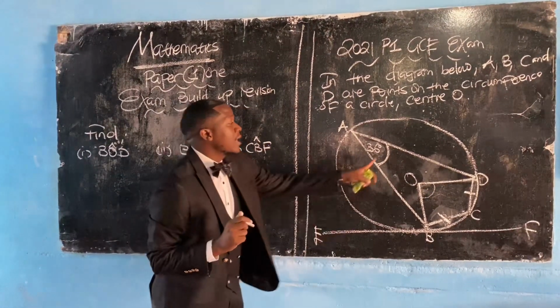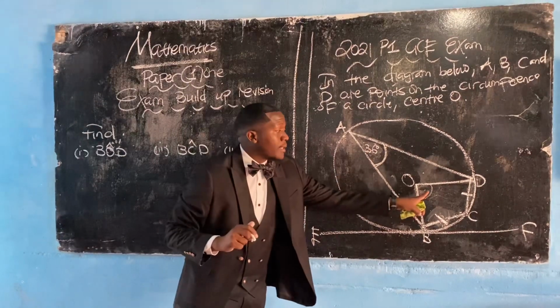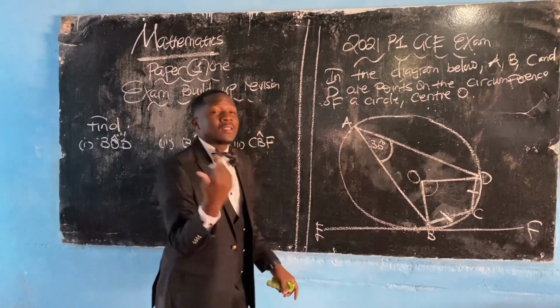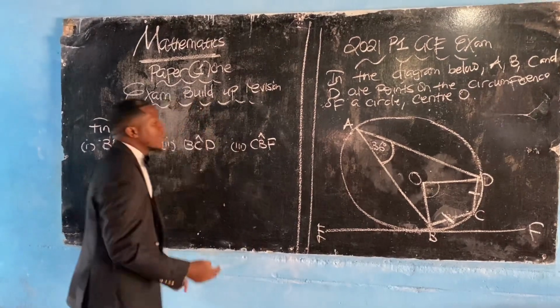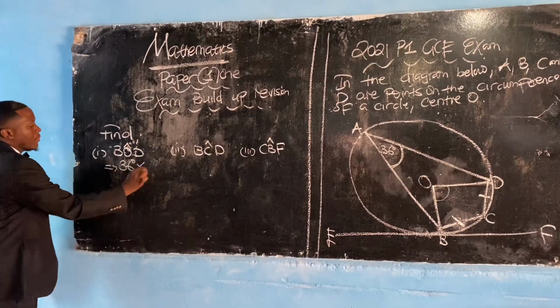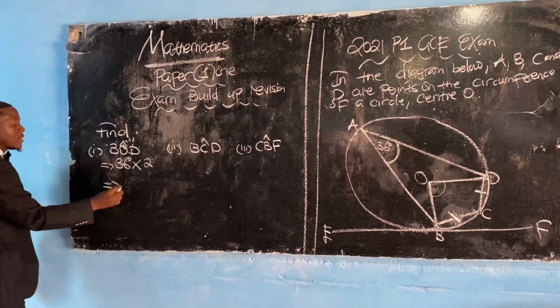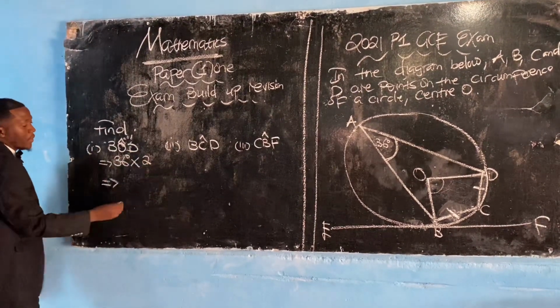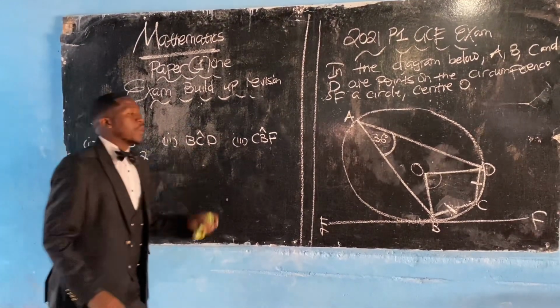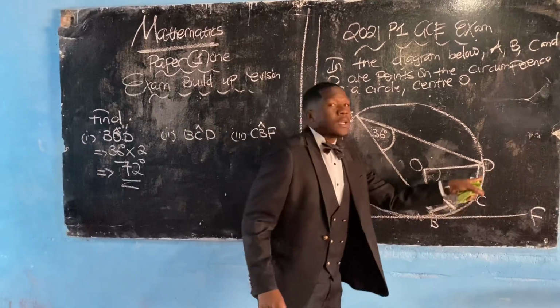And by that I mean 36 multiplied by 2 is the angle at the center, or 36 degrees plus another 36 degrees consecutively. So here we're going to say the angle is 36 degrees multiplied by 2, and as a result we're going to say 36 times 2 is going to give us 72 degrees. We move on to BCD.